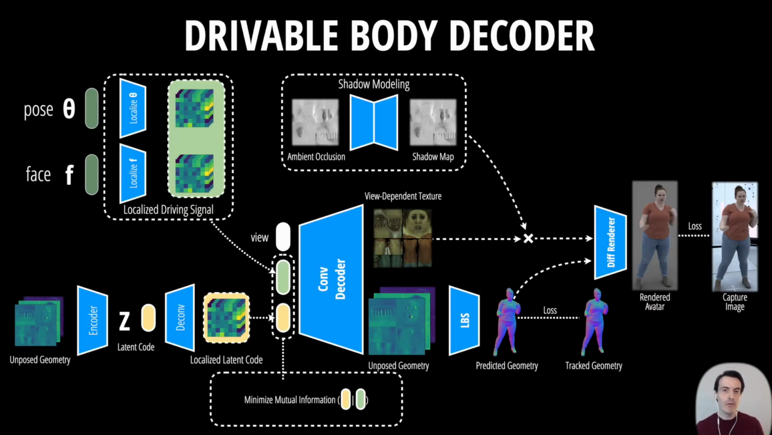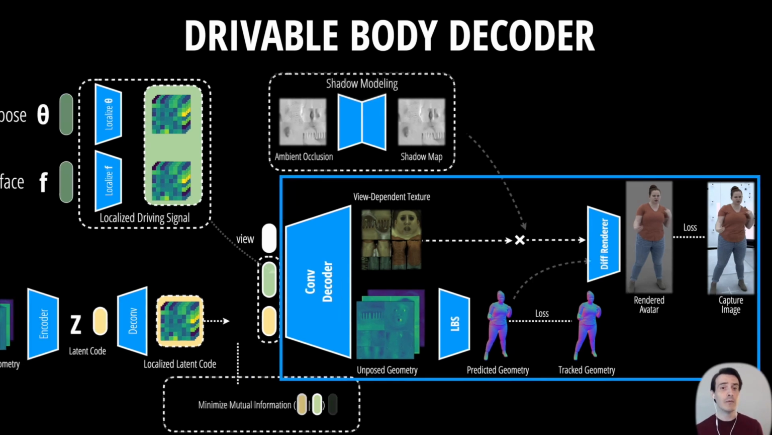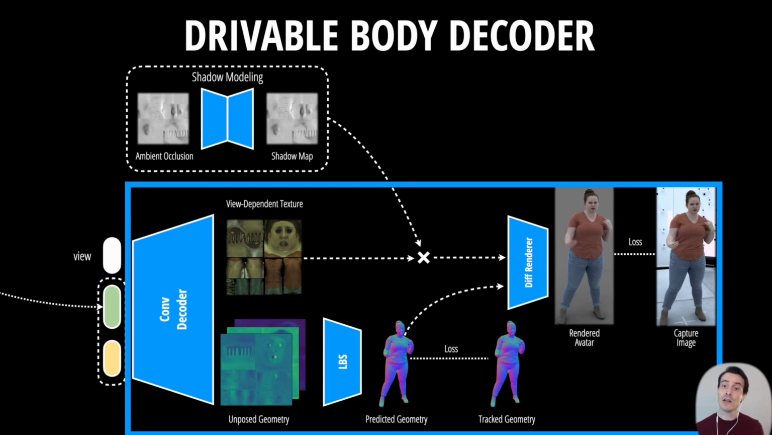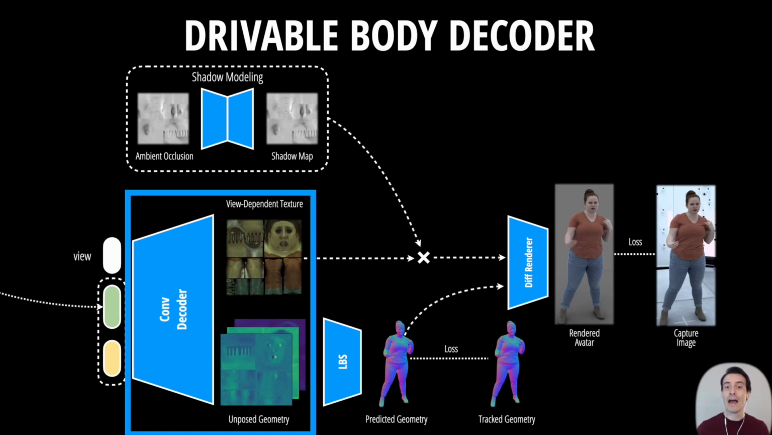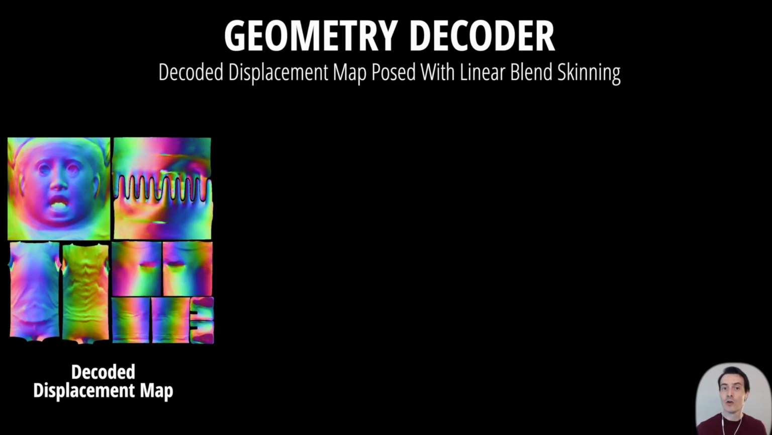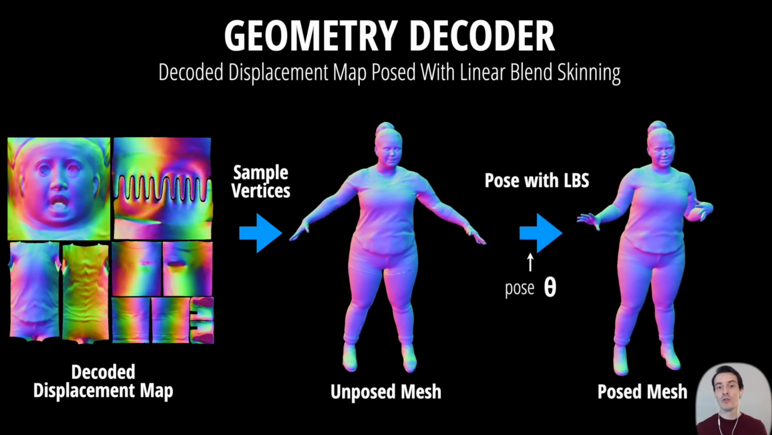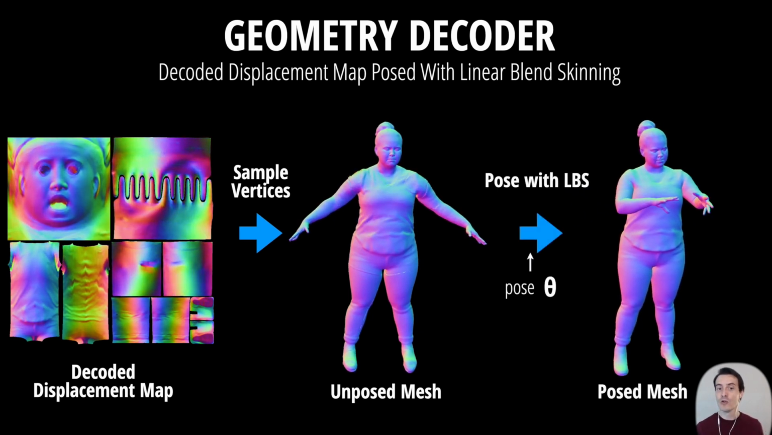And I'll give a brief overview of the decoder architecture to give you an idea of how it works. Now, this decoder is more complicated, but I'll step through each component. So the decoder itself is similar to the face decoder. It's going to be a transposed convolutional architecture that takes state and an encoding of view directions and produces geometry and view-dependent texture. But this time the geometry decoder is going to first decode geometry as a displacement map in UV space. The vertices are then sampled to produce an unposed mesh. And then we pose the geometry using the body pose angles using linear blend skinning.